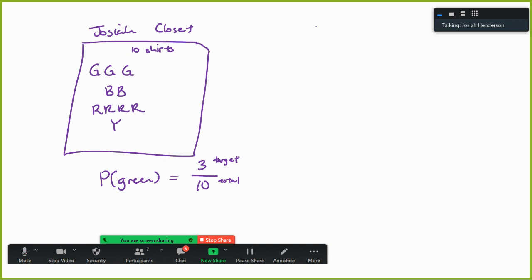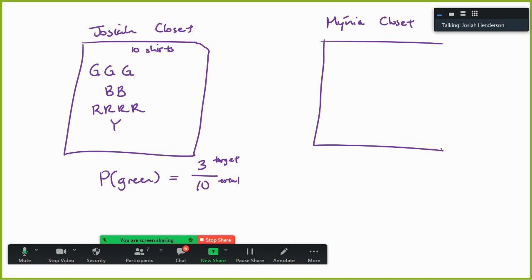Now, let's switch over to Manaya. I hope you're okay with this. If not, tell me later or now. So Manaya's closet, let's say you also have 10 shirts, but it's a different makeup completely, and there's no overlap. It's not like our shirts are the same, right? So you have, let's just say 1 green, more blues than I do, 1 red, and the rest are yellow. 1, 2, 3, 4, 5, 6, 4 yellows.